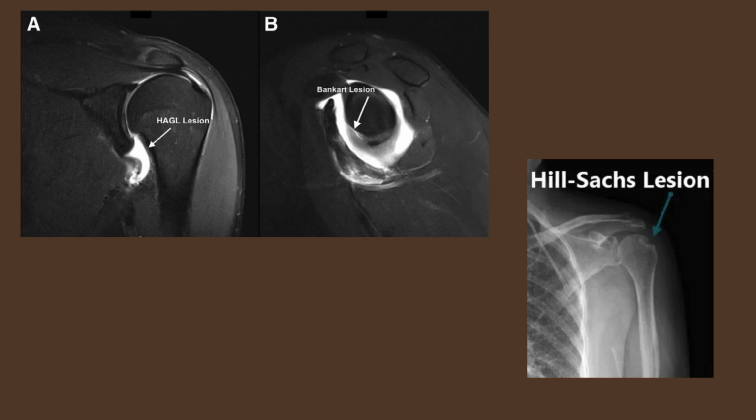And what is the Hill-Sachs lesion? The Hill-Sachs lesion is the injury that occurs secondary to the anterior shoulder dislocation, and the humeral head collides with the anterior part of the glenoid and causes the bone loss or defect. And the last one is the HAGL lesion. What is the HAGL lesion? Humeral avulsion of the glenohumeral ligament is basically an injury to the inferior glenohumeral ligament.